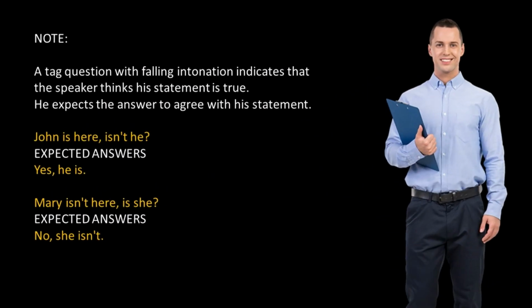A tag question, with falling intonation, indicates that the speaker thinks his statement is true. He expects the answer to agree with his statement. For example, John is here, isn't he? Expected answer. Yes, he is. Mary isn't here, is she? Expected answer. No, she isn't.